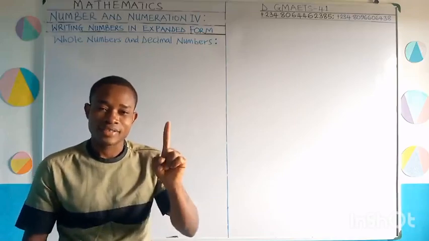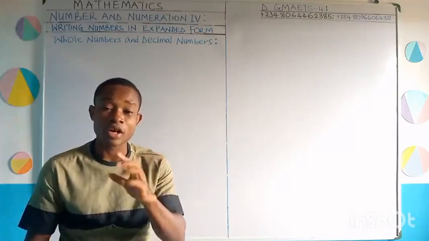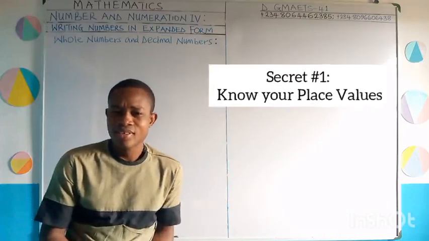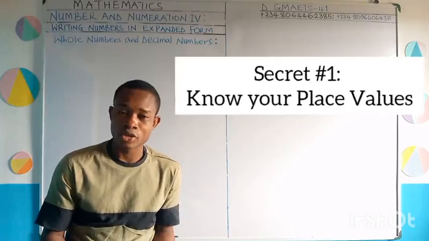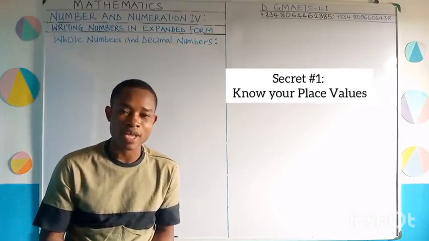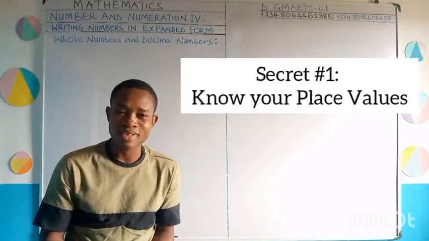Secret number 1. To be able to write a number in expanded form, you need good knowledge of place values. Very simple, isn't it? If you take a mind back to when I taught you place values, you see how simple it is, both for whole numbers and for decimal numbers. So you need the knowledge of place values, is that okay?